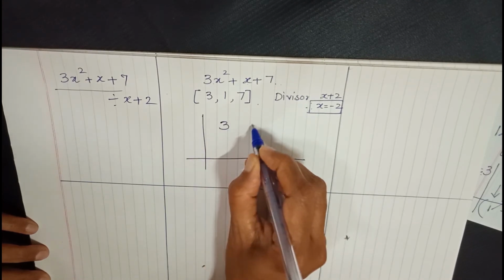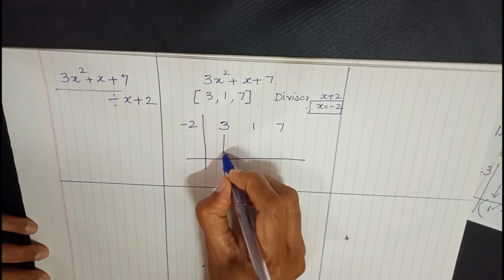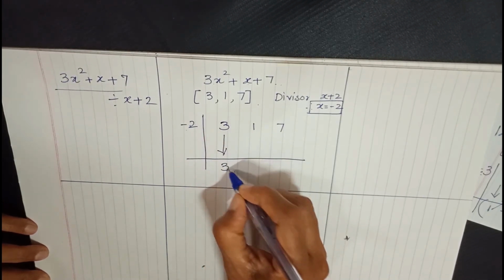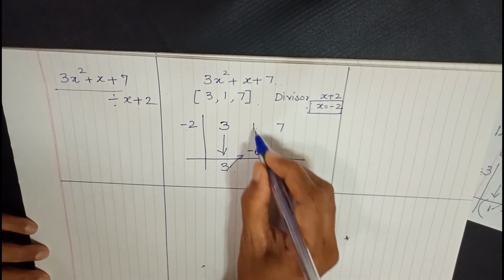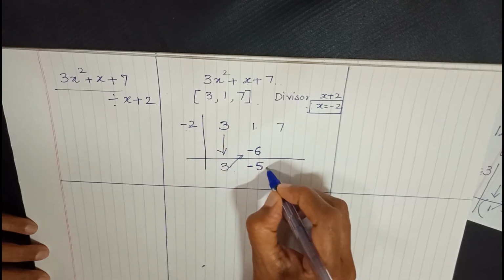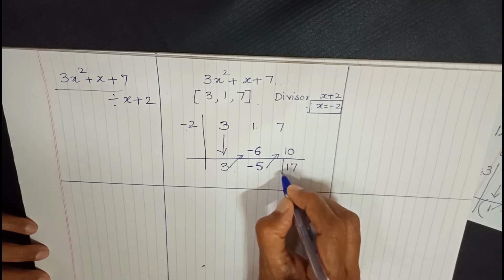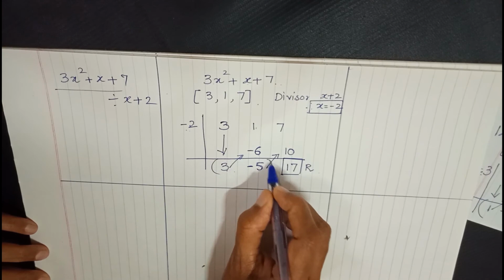So 3, 1, 7, and this minus 2, we write it outside. Same, the number is copied down. Minus 2 into 3 is minus 6. Minus 6 plus 1 is minus 5. Minus 2 into minus 5 is 10. 10 plus 7 is 17. So this is my remainder, 17. And this is my quotient.